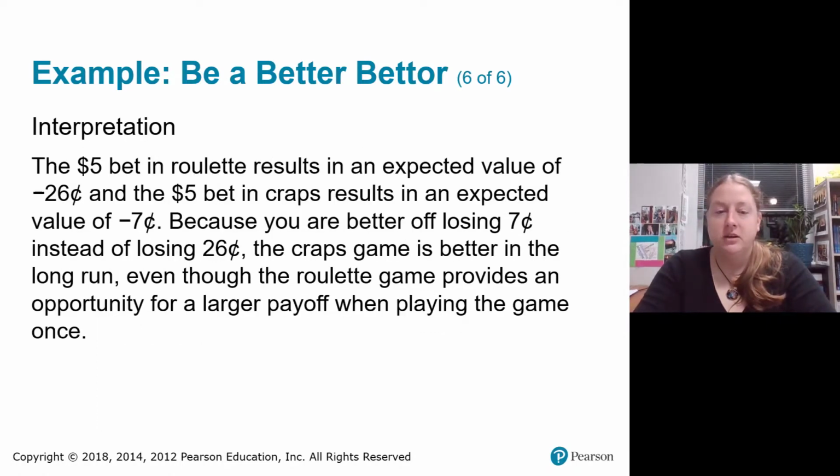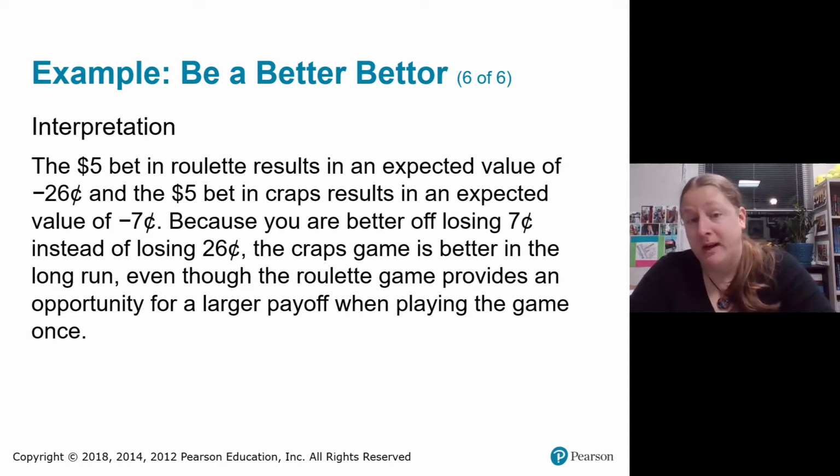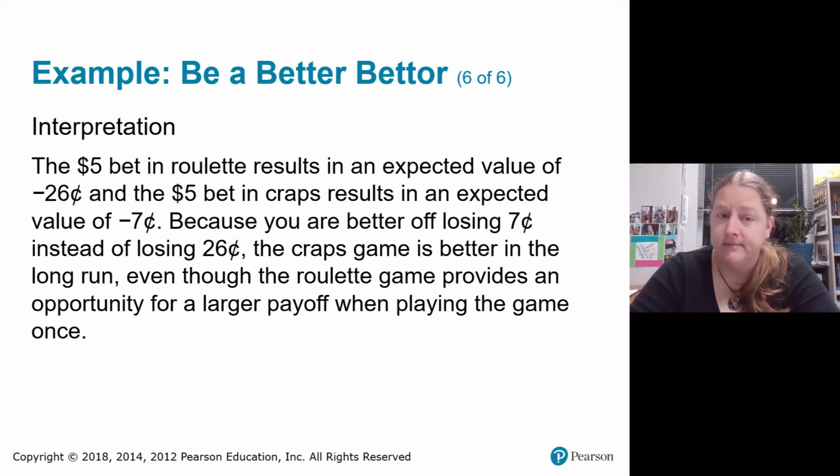All right. So interpreting this, the $5 bet on roulette results in an expected value of 26 cents lost, and the $5 bet in craps results in the expected value of 7 cents lost. So because you're better off losing 7 cents instead of 26 cents, the craps game is better in the long run, even though the roulette game provides an opportunity for a larger payoff when playing the game once. So if you're only playing once, maybe the roulette game is the way you want to go. All right. So ultimately, the best way to have the expected value of the most money at the end is to put the $5 back in your pocket.